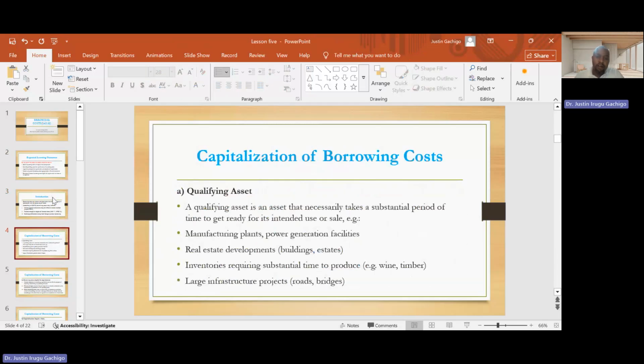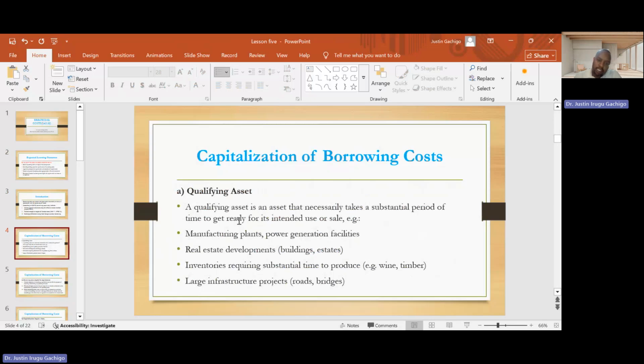So now we have the concept of capitalization of borrowing cost. This is where, instead of expensing the borrowing cost, that is debiting the profit and loss account, you accumulate this borrowing cost to be part of the asset. That is what we call to capitalize. You make it a capital item. So what are the qualifying assets?